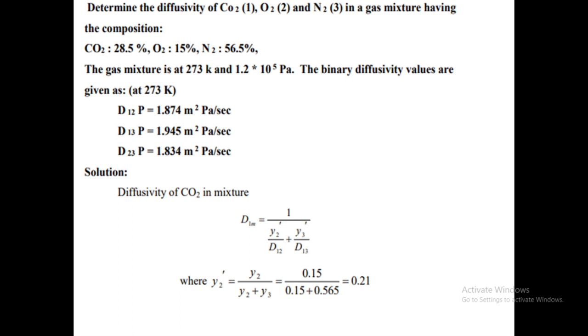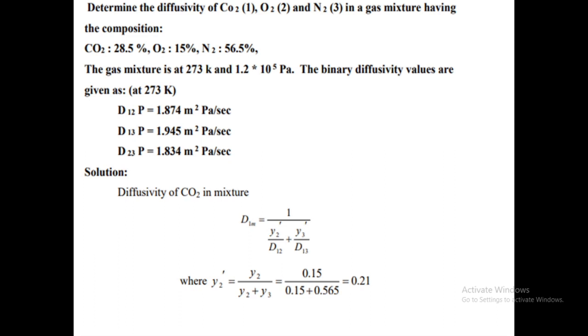Percentages are given, total pressure is given, temperature is given, binary diffusivity values are also given. We want to calculate the diffusivity of carbon dioxide, oxygen and nitrogen. Which one is the first component here? Carbon dioxide. Second component oxygen. Third component nitrogen. Are you clear now? Yes. So now we want to discuss the solution part. Diffusivity of the first component, carbon dioxide, in the mixture.